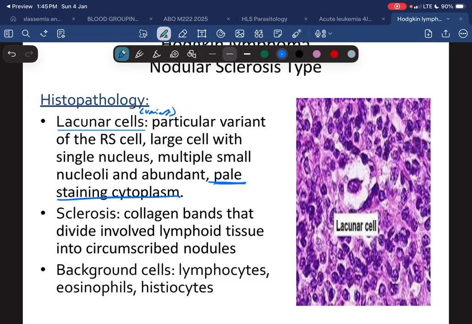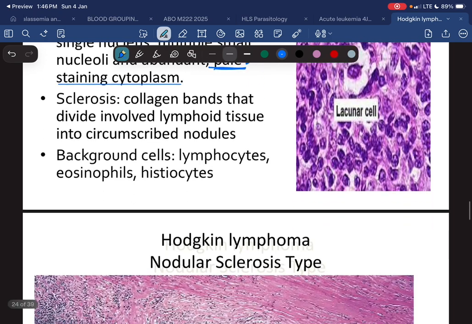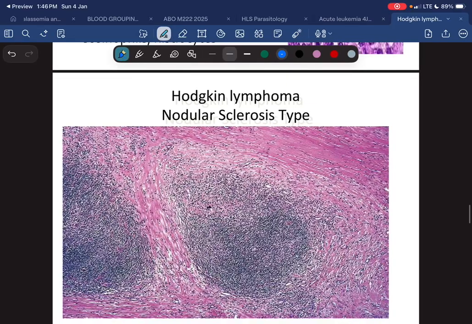So lacunar cells are a particular variant seen more in nodular sclerosis: large cell, single nucleus, multiple small nucleoli, and abundant pale staining cytoplasm. This gets clearing with processing. Also, it is called the sclerosis type. So we have sclerosis, collagen bands dividing the lymphoid follicles or lymph nodes into nodules. Nodules, and in between we have thick collagen bands. Okay? Background cells: lymphocytes, eosinophils, histiocytes.